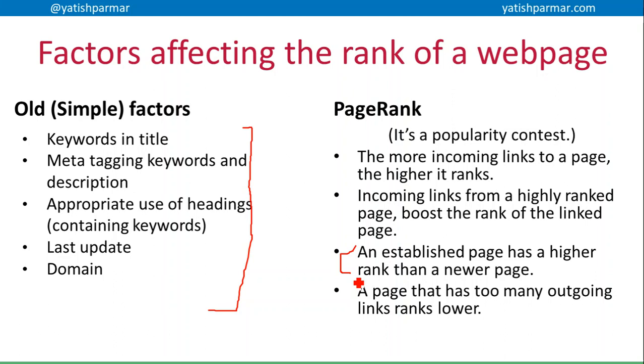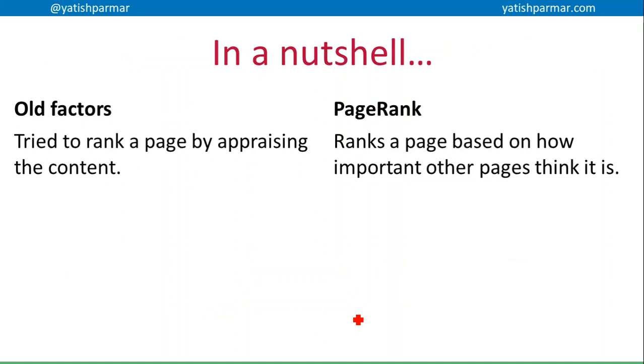They will weight your ranking, and similarly, if you've got too many outgoing links, you're going to go lower down the ranks because you are just citing other content that is somewhere else. In a nutshell, the old factors try to rank a page by looking at the content, whereas PageRank ranks a page on how important other pages think that page is.